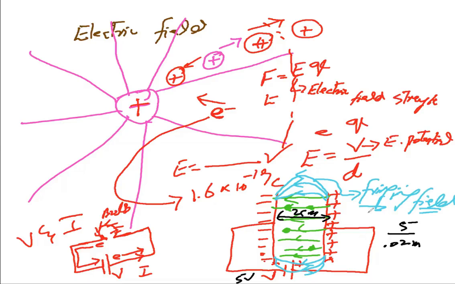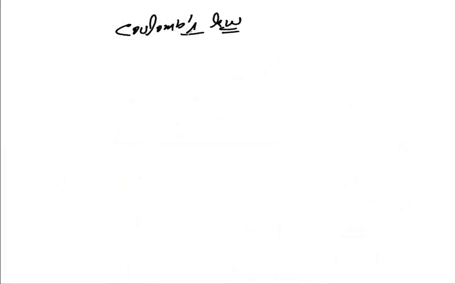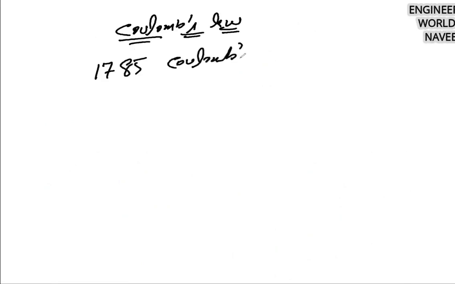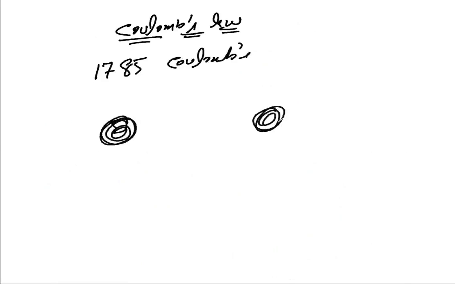Okay, so now let's come toward Coulomb's law. In 1785, a physicist named Coulomb told us that if you have two charges and those two charges are near to each other, then there will be some sort of force. That force will be either attractive or repulsive.